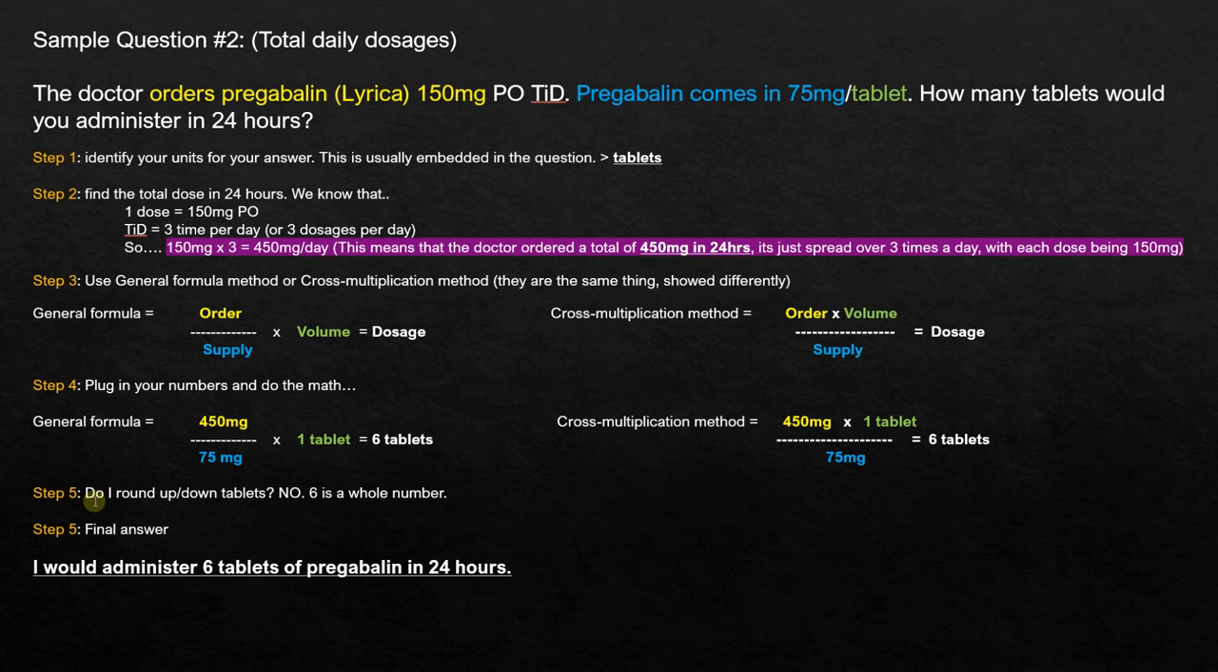Now step number 5, do I round up or round down my tablets? Again, no, and in this case with more reason, no, because 6 is a whole number. You will get 6 complete tablets, right? So step number 6, my answer, sorry, there's a little typo here. My answer for step number 6 would be I would administer 6 tablets of pregabalin in 24 hours. And that is what the question is asking.